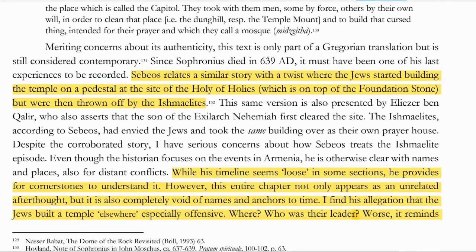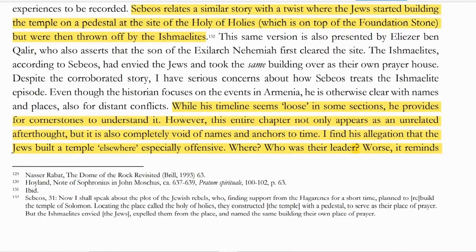Sabius relates a similar story with a twist, where the Jews started building the temple on a pedestal at the site of the Holy of Holies, which is on top of the foundation stone, but were then thrown off by the Ishmaelites. Okay. And then he goes on to say that in relation to Sabius, while his timeline seems loose in some sections, he provides four cornerstones to understand it.